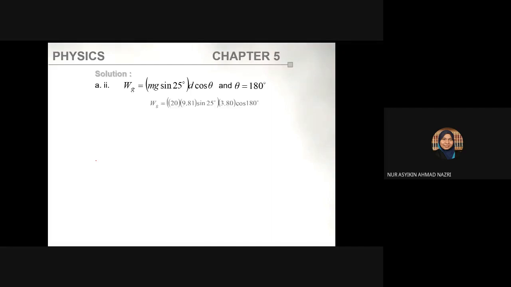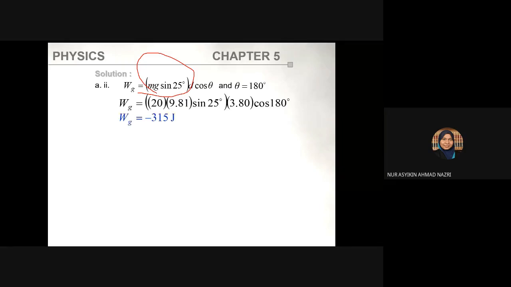the second one says gravitational force. Again, when it says gravitational force, look at which gravitational component is parallel to it. So the one parallel is mg sin 25 degree. So we get this value.